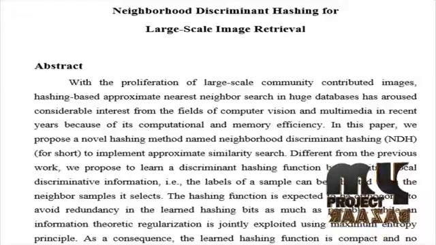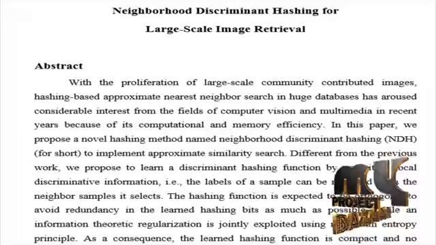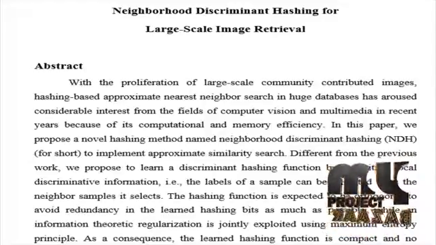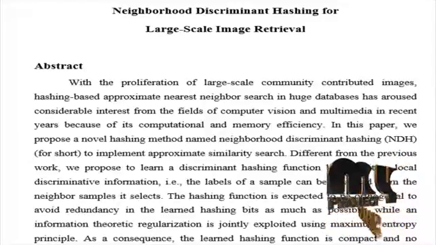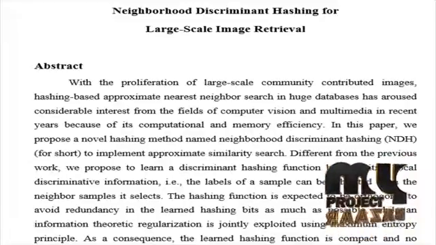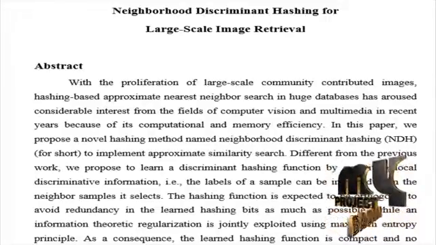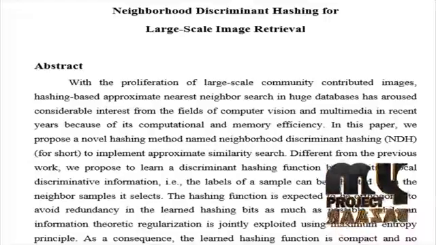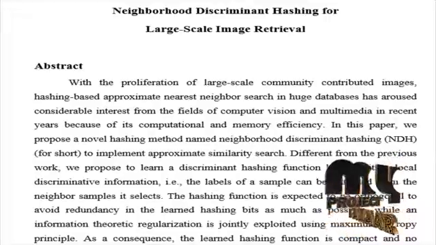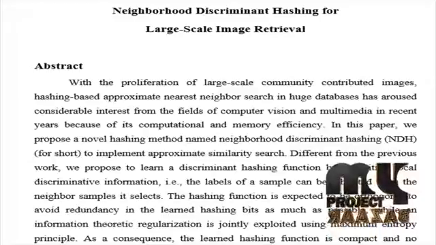With the proliferation of large-scale community-contributed images, hashing-based approximate nearest neighbor search in huge databases has aroused considerable interest from the fields of computer vision and multimedia in recent years because of its computational and memory efficiency. In this paper, we propose a novel hashing method named Neighborhood Discriminant Hashing (NDH) to implement approximate similarity search.